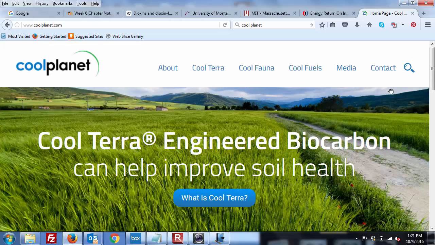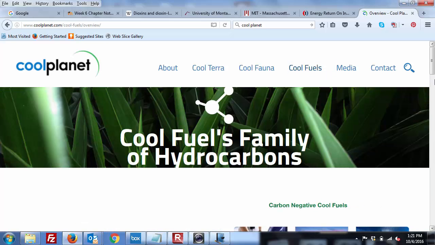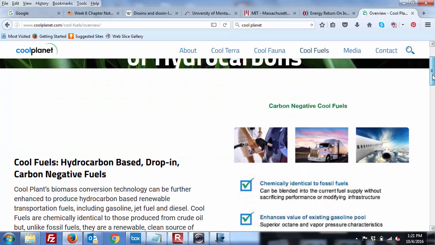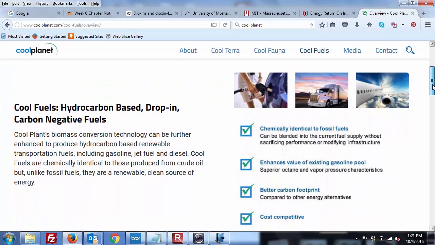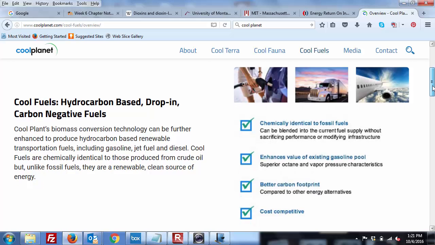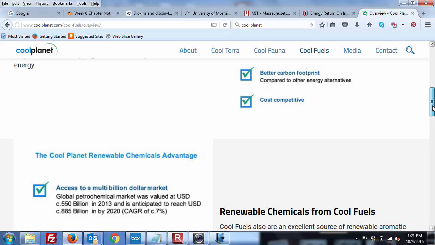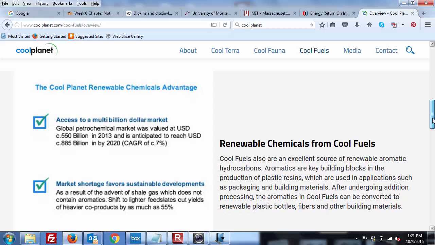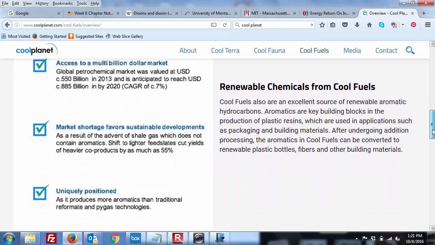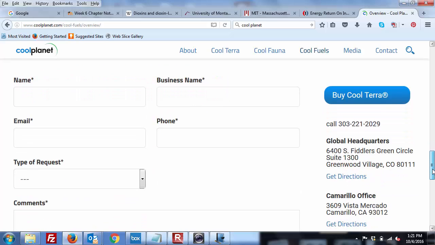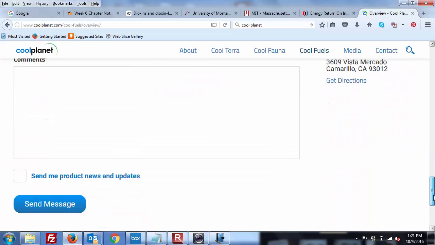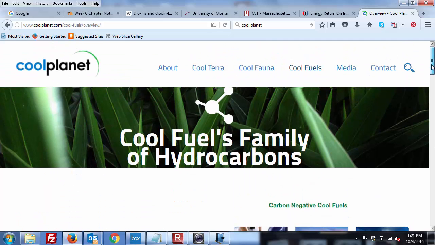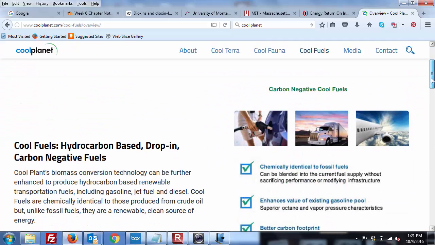One of their products that they were working on is just a synthetic octane. They're not going to show all of their formulas here, but they have done a nice job of marketing. So we've been on the phone with them there in Colorado, but one of their initial, well, here we go, chemically identical to fossil fuels.